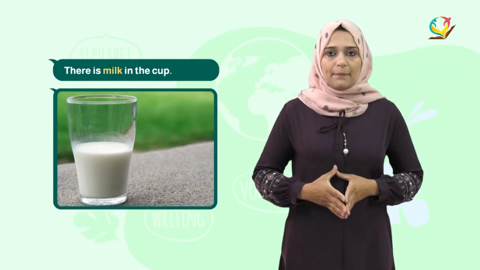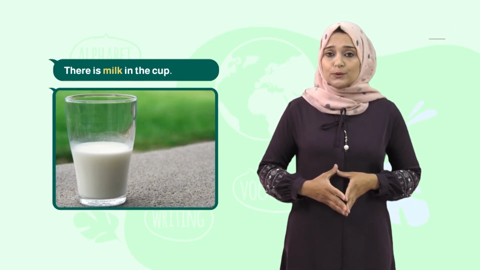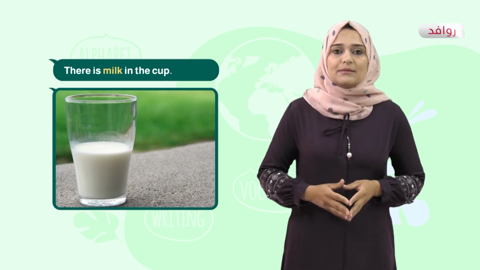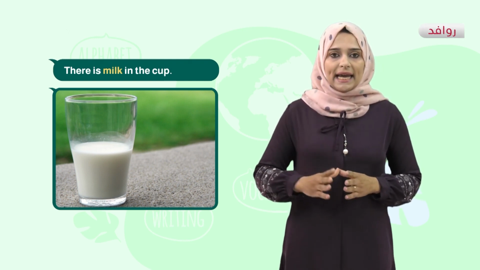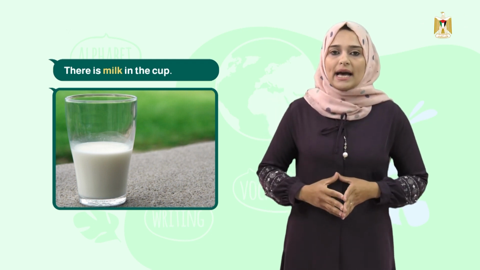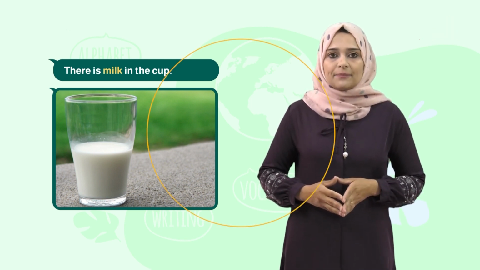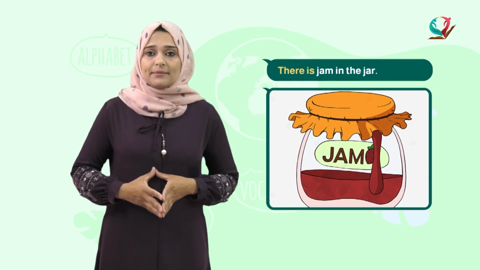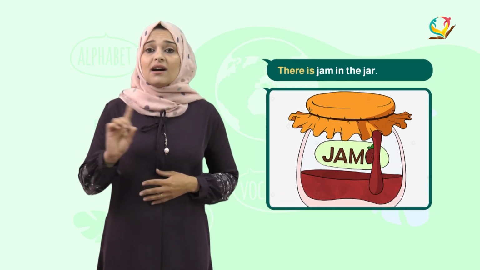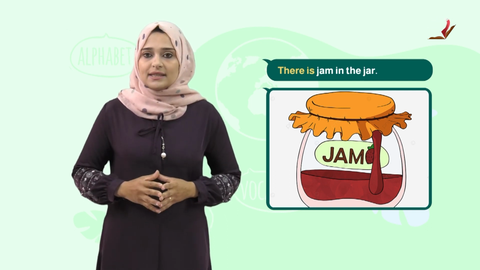There is milk in the cup. Milk is an uncountable noun. الأسماء غير المعدودة تأتي دائما على صيغة المفرد، لا يسبقها a أو an ولا يتبعها s الجمع ونعاملها معاملة المفرد. We say there is milk. Let's have another example. There is jam in the jar. Jam is uncountable. We can't count it. We say there is jam, not there are.